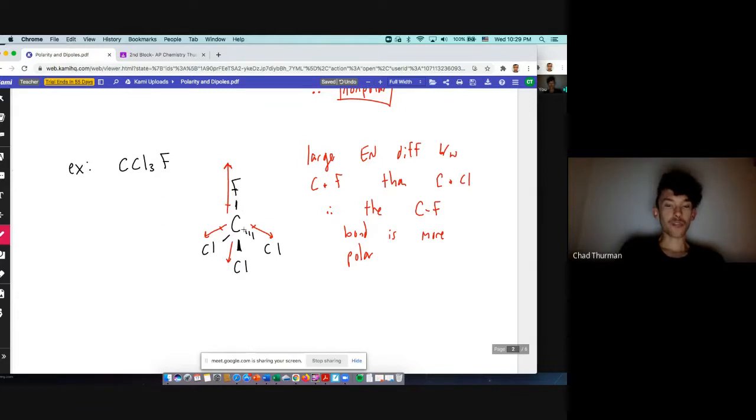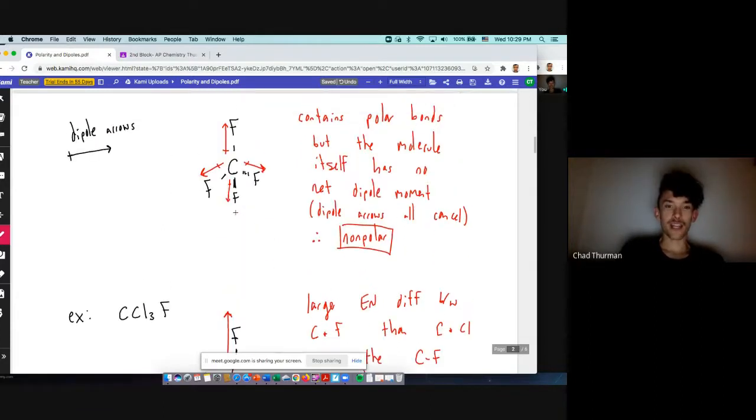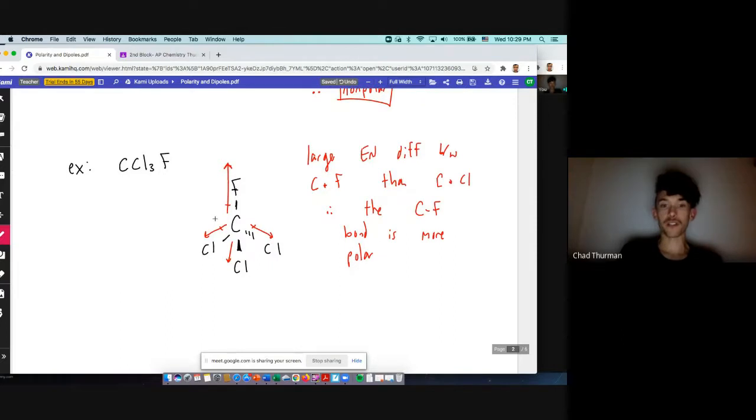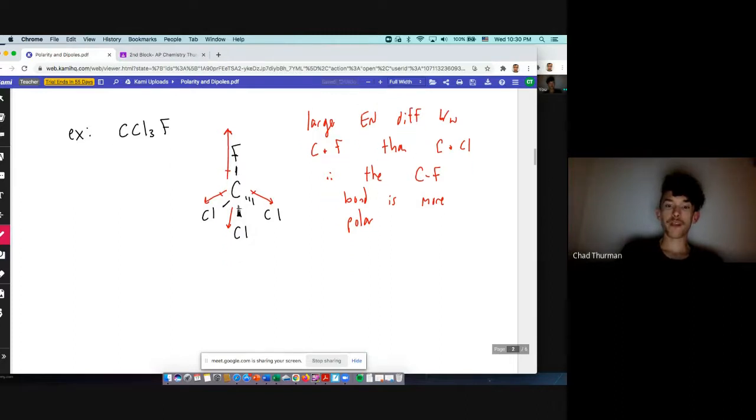And so while the arrows are pointing in the same way that they were in this last example, it's not the same situation. This is an asymmetrical situation. Fluorine is more electronegative. It's going to hog, pull the electrons up towards itself more than the chlorines will. And so I do have a net dipole moment. This molecule is polar.